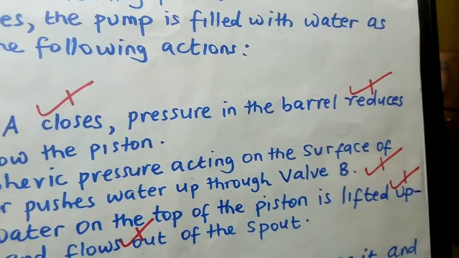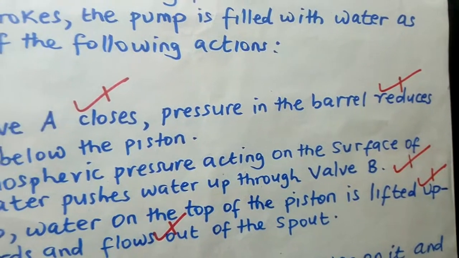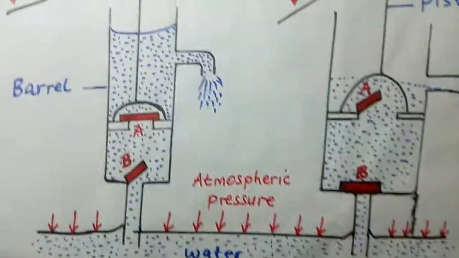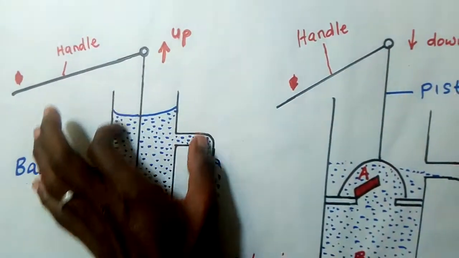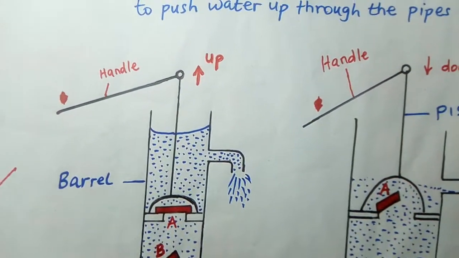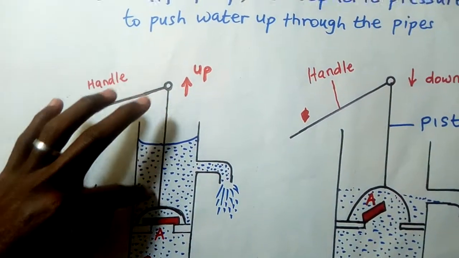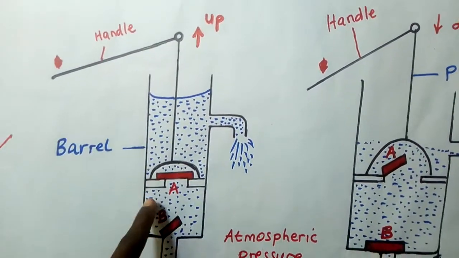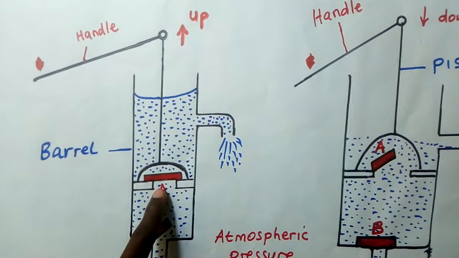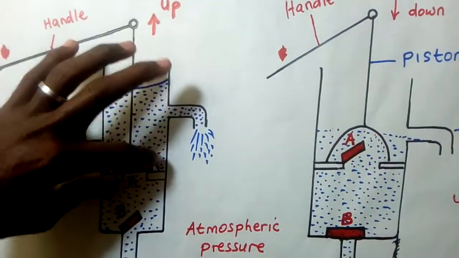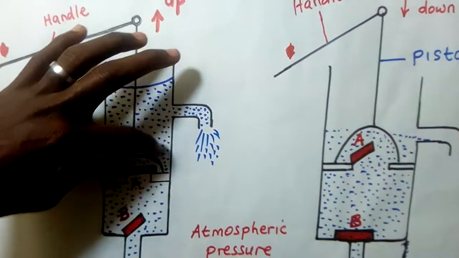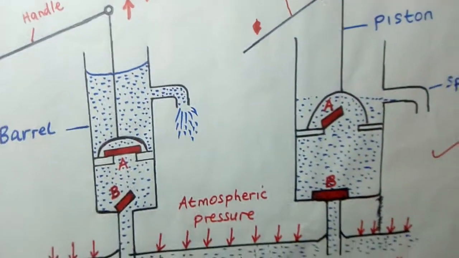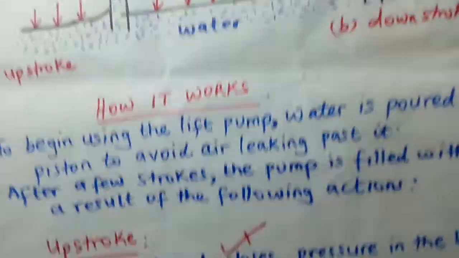Then pressure inside the barrel reduces. When we say inside the barrel, the whole of this is the barrel. So where is the pressure reducing? Is it on top of the piston, above the piston, or below the piston? The pressure reduces below the piston. As you lift this one up, more space is created. So the pressure reduces below the piston.